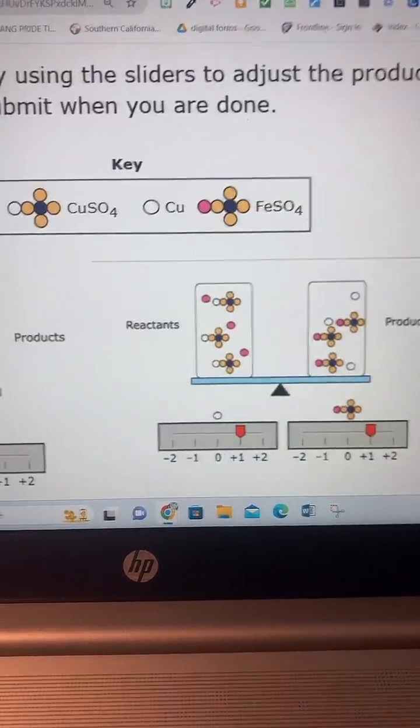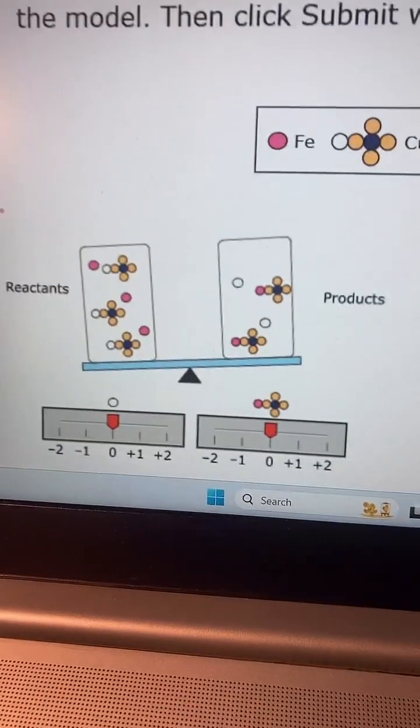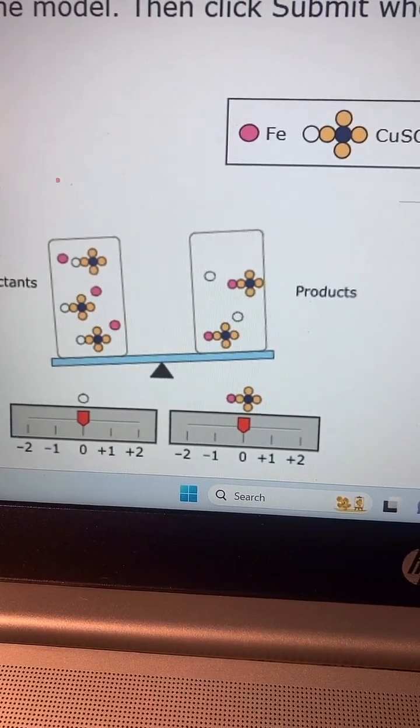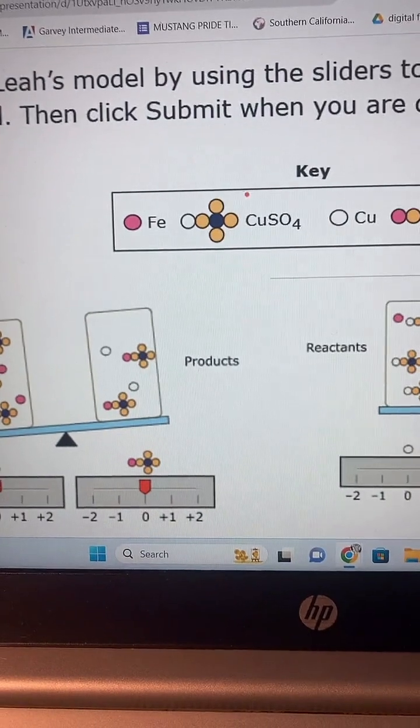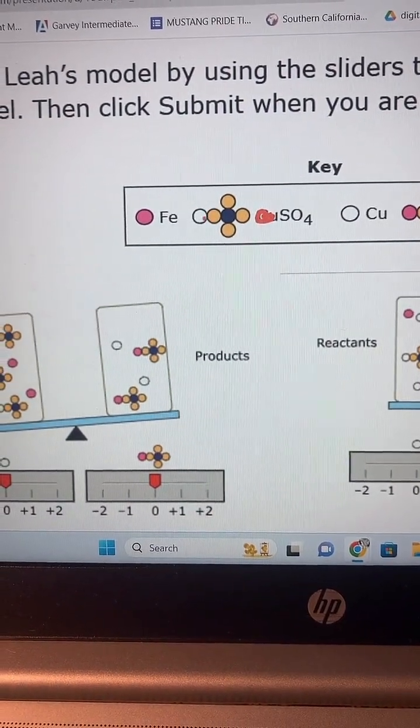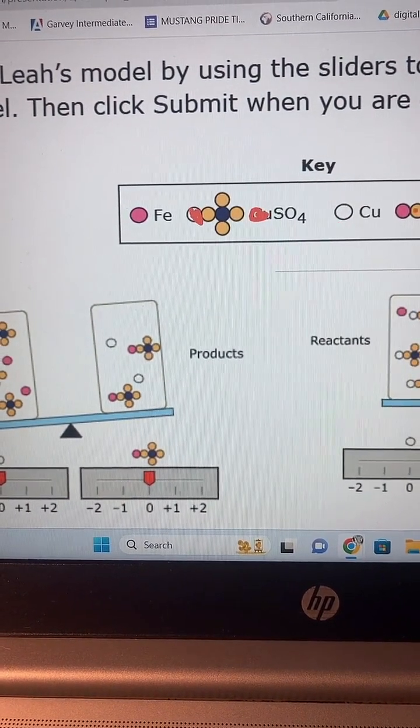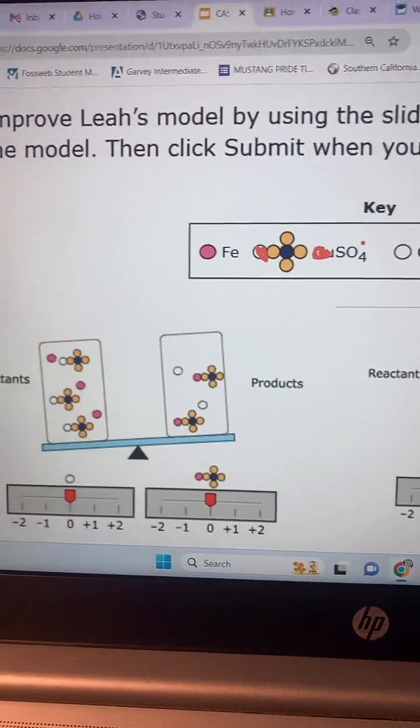But I did make a copy of what it looks like. This is unbalanced, and this is balanced. So let's take a look here. I want to look quick specifically at the Fe. What I'm going to do, I'm going to look at the Fe's, the Cus, and the sulfates.